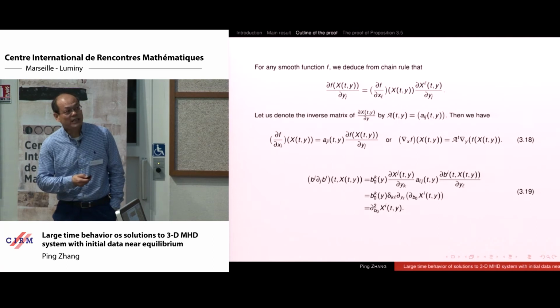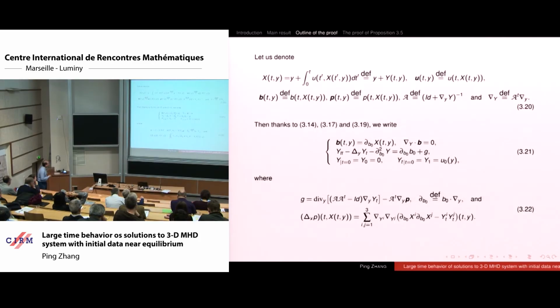Then we can calculate explicitly this Lorentz force, B_i, B_j, partial_j, B_i. This term is nothing but the second directional derivative of xi along the direction of B0. So now let's introduce some notation.